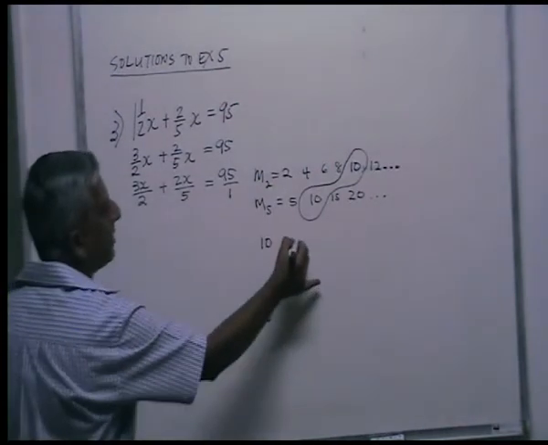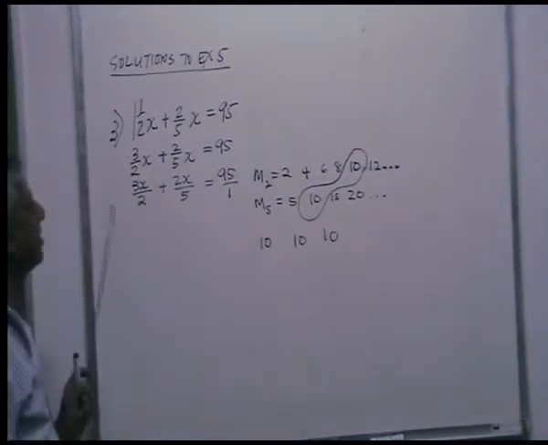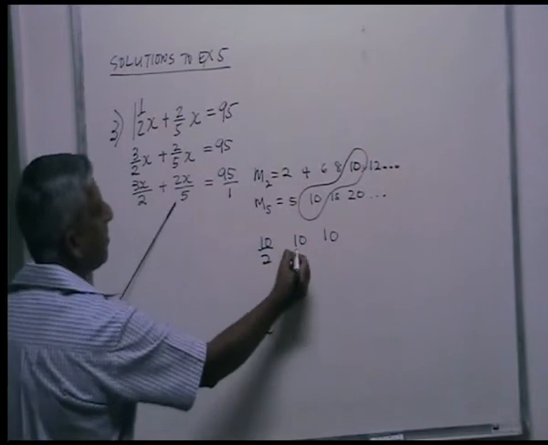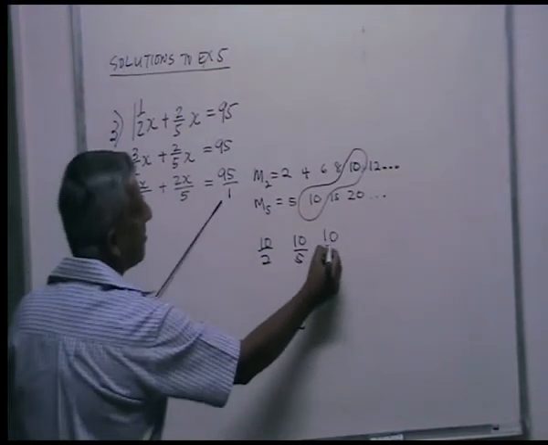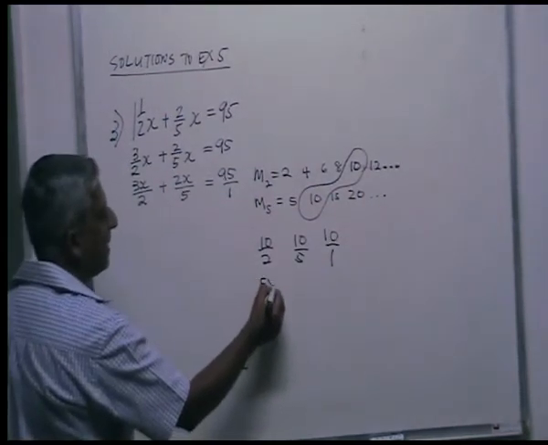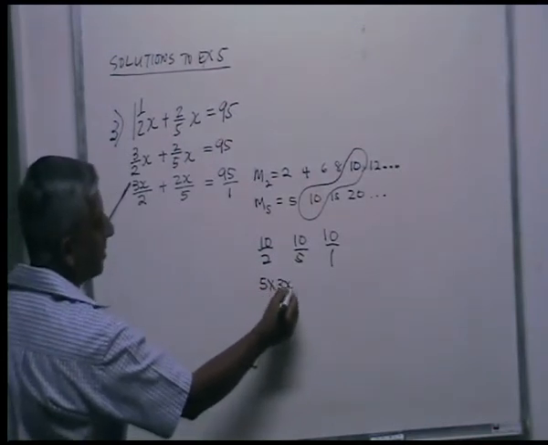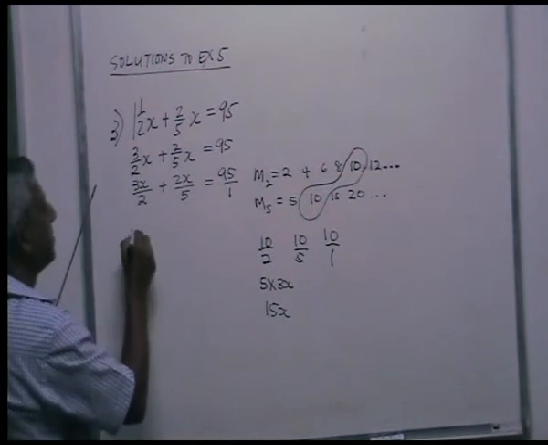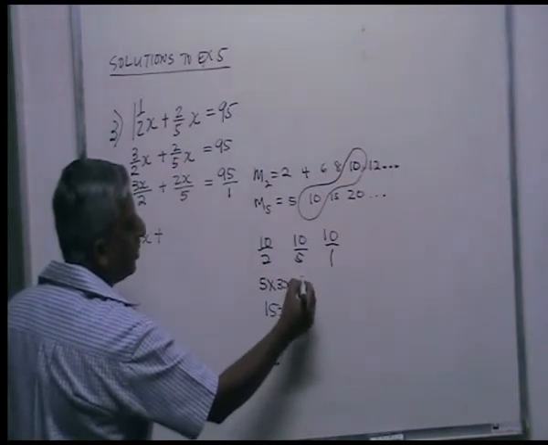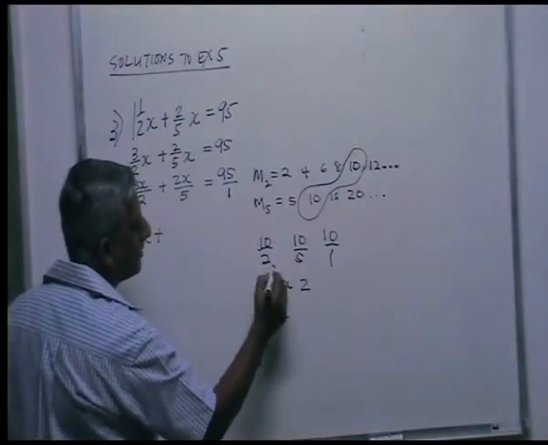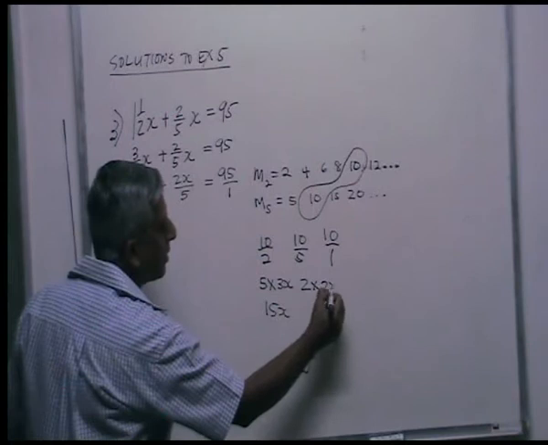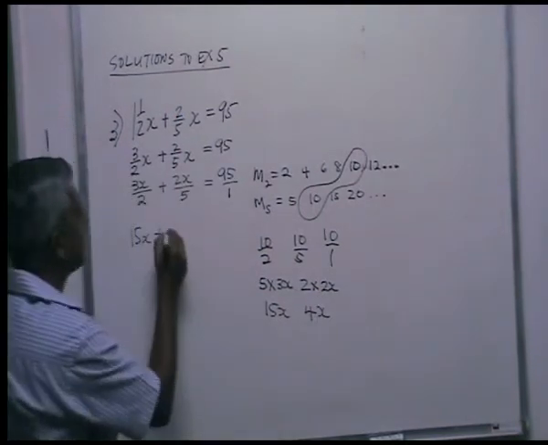So I will write down 10 3 times, because there are 3 numbers here. First time you divide 10 by 2, second time you divide 10 by 5, third time you divide 10 by 1. 10 divided by 2 gives you 5. Then it is 5 times what's on top, 3x, which gives you 15x. So this is 15x plus. 10 divided by 5 gives you 2. So it will be 2 times whatever is on top. 2 times 2x gives you 4x. So it's 4x.